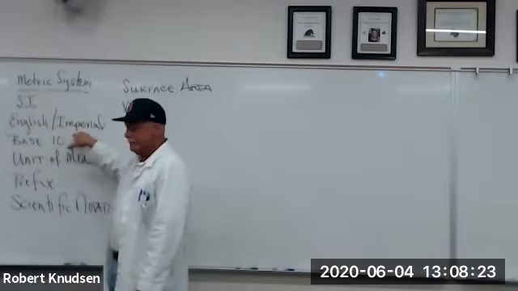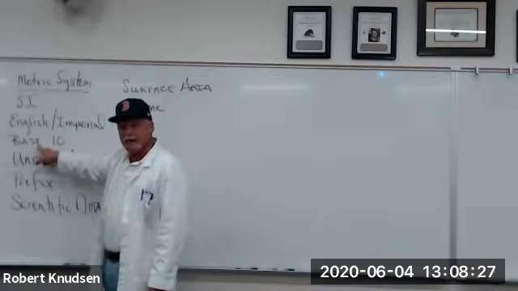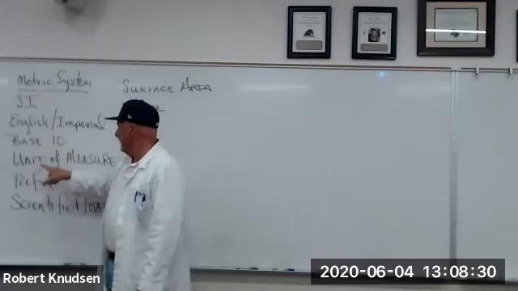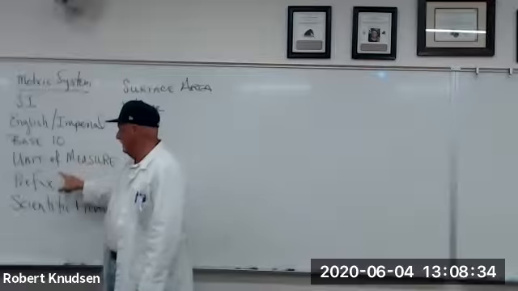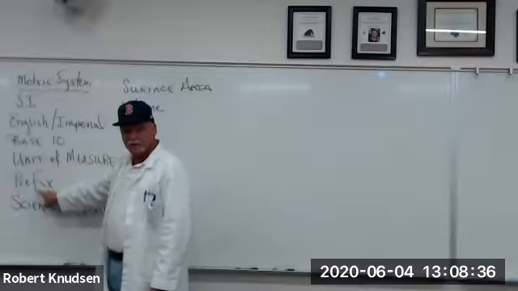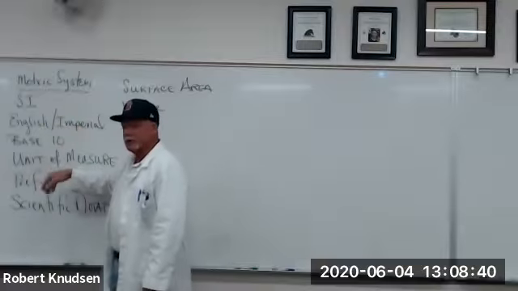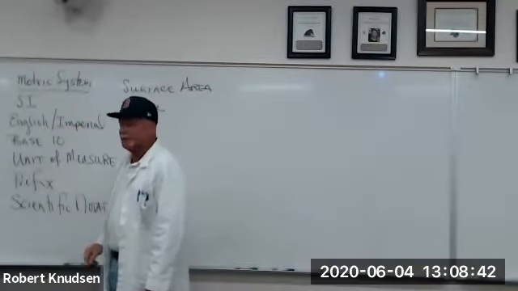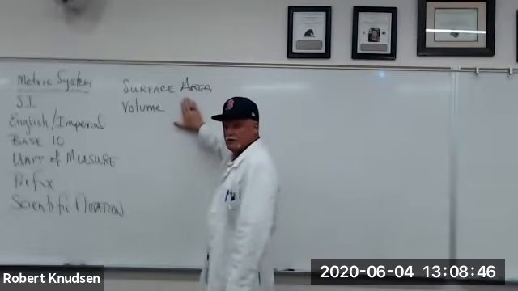English/Imperial. Then it says base 10. Base, B-A-S-E, 10. Then it says units of measure. Then it says prefix. Then it says scientific notation. I'm going to talk about each one of those and check them off as we go through. Two more over here. It says surface area and volume. This deals with the lab.